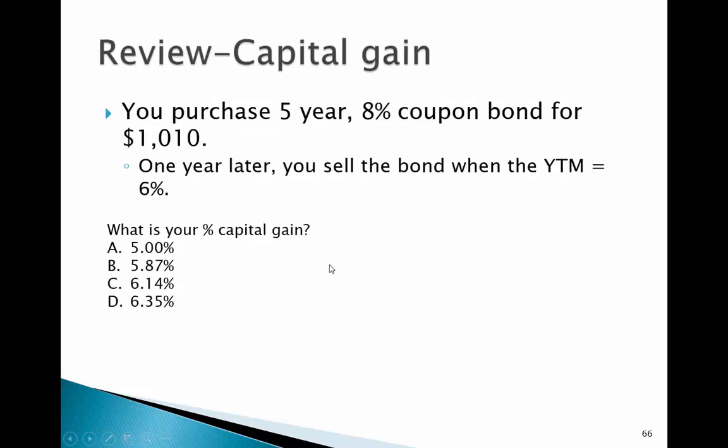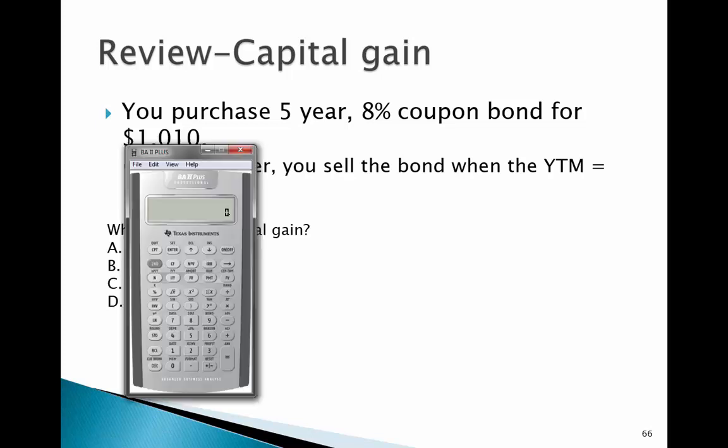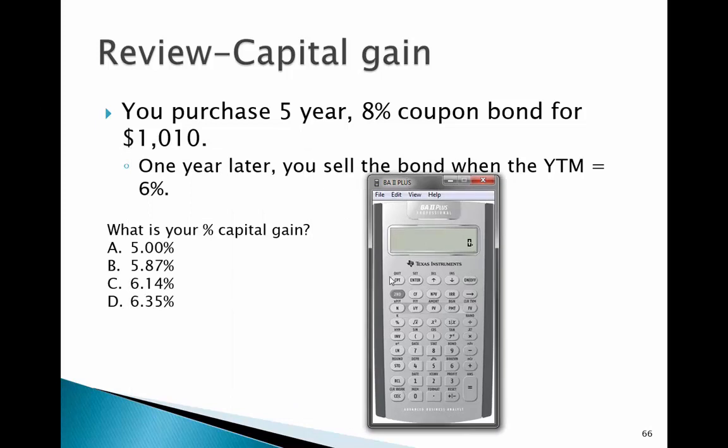These are good practice problems to go through. I'll give you the answers here, but I encourage you to try them on your own. I've told you the purchase price here, $1,010. One year later, you need to figure out what the price would be when you sell the bond. It's an $80 payment, 1,000 future value. It's 1 year later, so N is 4. Yield to maturity is 6. And I'm going to get a price here, that much.